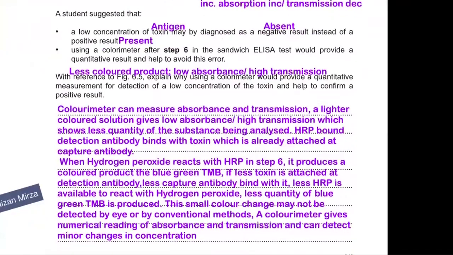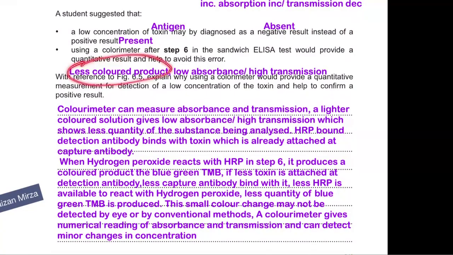A student suggested that a low concentration of this toxin, which means the antigen, can be diagnosed as a negative result, which means it's absent, instead of a positive result, which means it's present. So if there is a very low quantity of this antigen, there may be a case of misdiagnosis where the antigen gets missed and it's not diagnosed. Using a colorimeter after step 6 in the sandwich ELISA test would provide a quantitative result and help avoid this error. How so? Quantitative result means you are using the colorimeter to get a numerical reading.